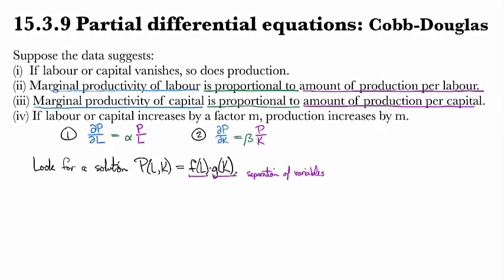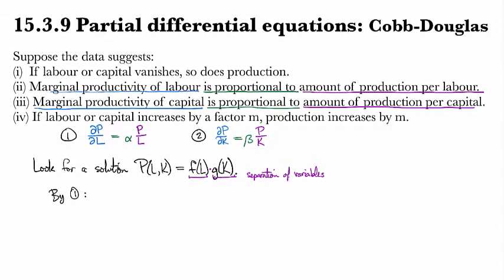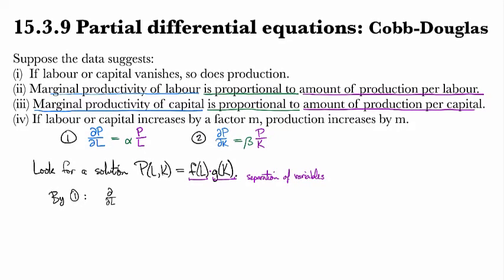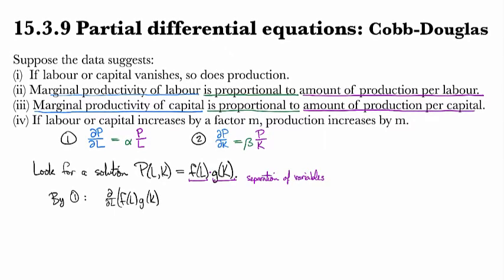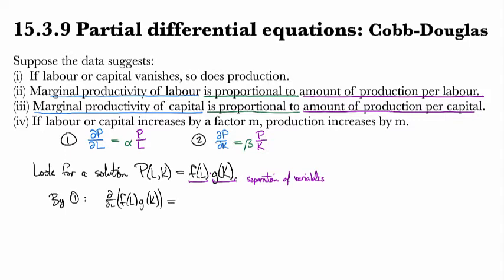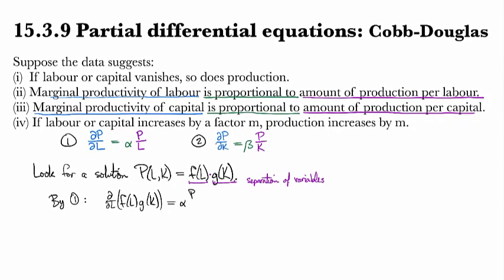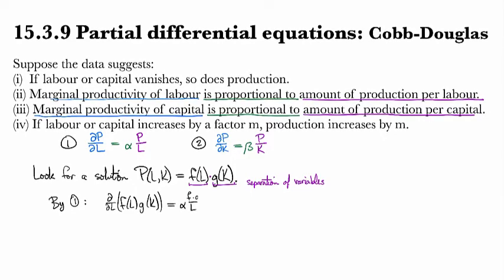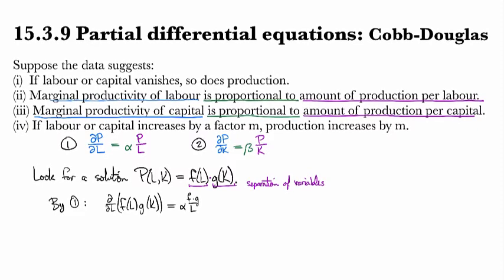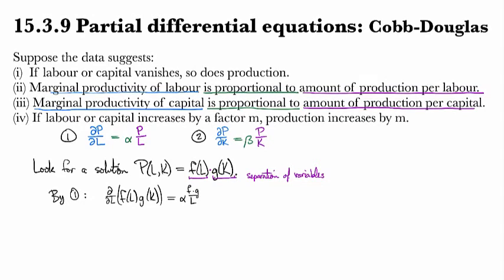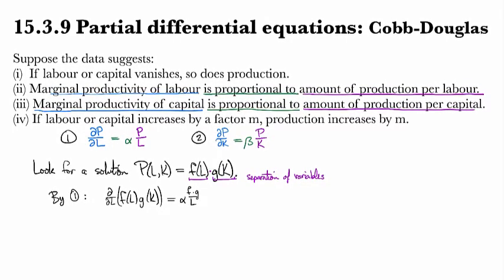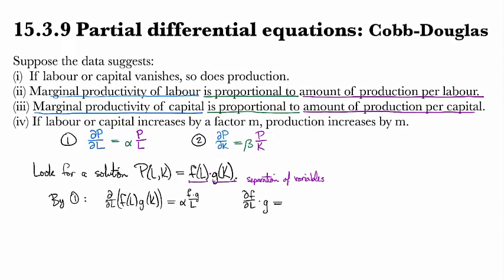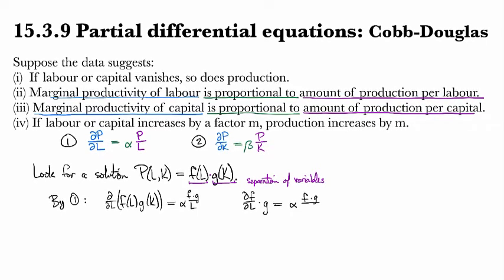Okay, so let's see. By our first equation, the first one says that if we differentiate P with respect to L, our function P that we're assuming right here, this should give us alpha times P over L. All right, and P, remember, is F times G. So when we do this derivative on the left-hand side, it completely ignores the G. So we end up with the partial of F with respect to L times G on the left, and then on the right side we have alpha times F times G over L.